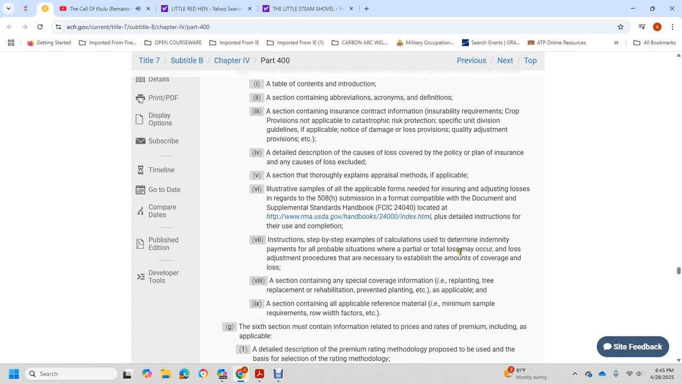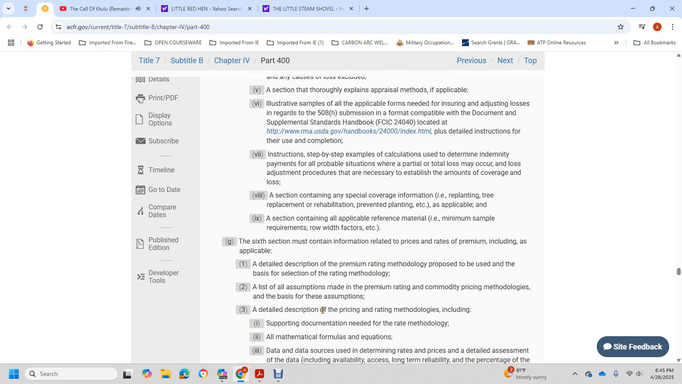The probable situation of a partial or total loss may occur, with the loss adjustment proceeding as necessary to establish the amount of coverage and loss. The section containing the special coverage information: replanting the tree, replacement, rehabilitation, preventing planting. The section containing all applicable reference material with a minimal sample of requirements, such as road width, etc.